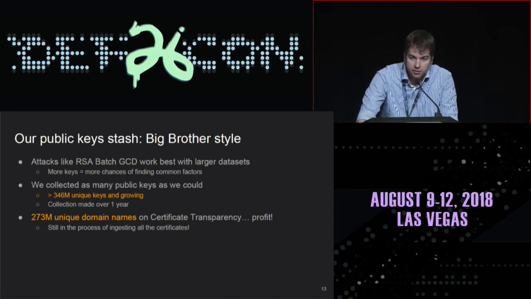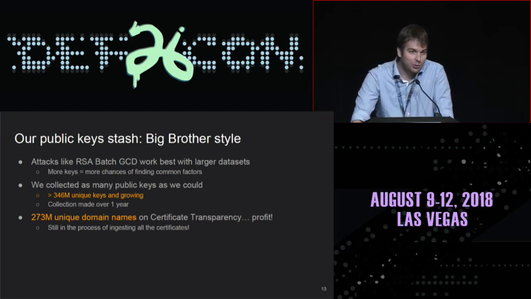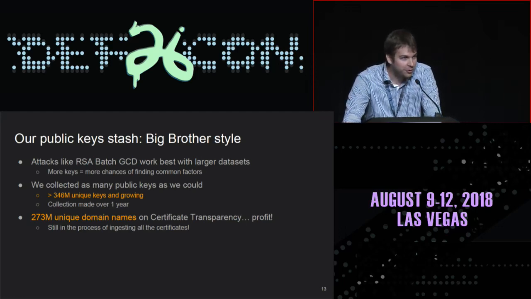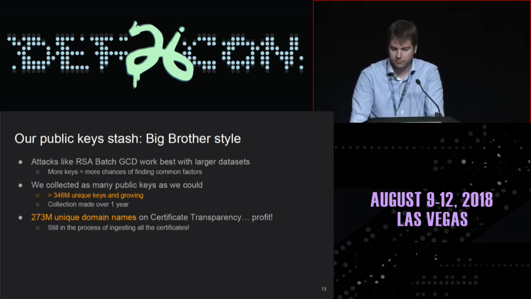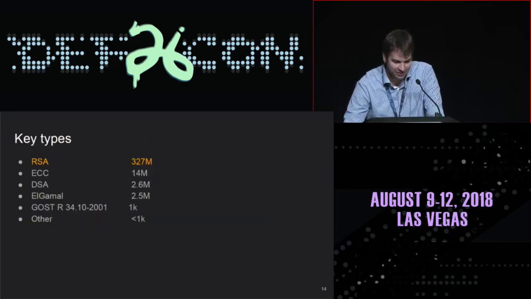So this is a project that was initiated by Google, and it's basically a pool of log servers where you can get certificates. So we can grab the keys from there. And also from those log servers, we were able to collect a list of 270 million domain names and subdomains. You can do a lot of stuff with that. Yeah, it's way more than Alexa Top 1 million.